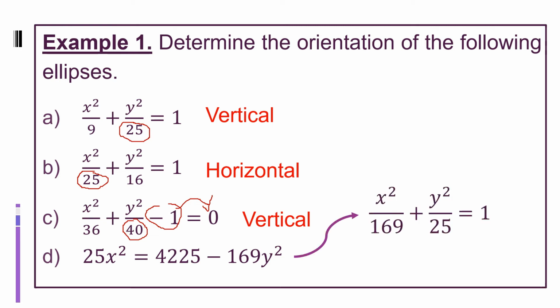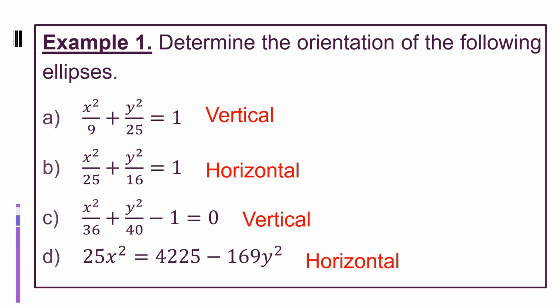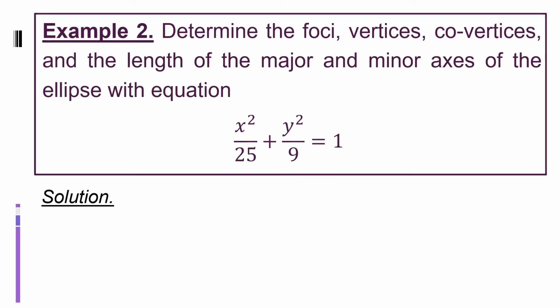Actually, kapag ginawa natin yung standard form, we can see that that is just equal to x squared over 169 plus y squared over 25 equals 1. And mas malaki yung nasa x. Therefore, horizontal siya. Now, let's determine the foci, vertices, the co-vertices, and the lengths of the major and minor axes of the ellipse with equation x squared over 25 plus y squared over 9 equals 1.